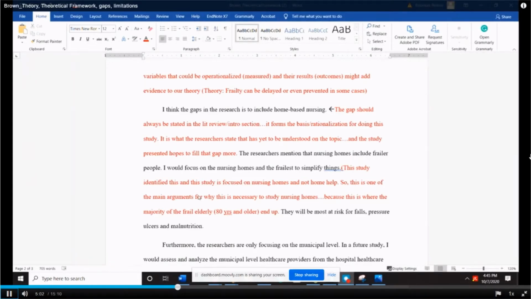So hopefully that helps you understand the gap in the literature a little bit better. Let's see.